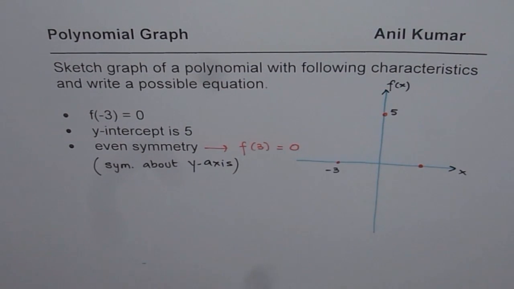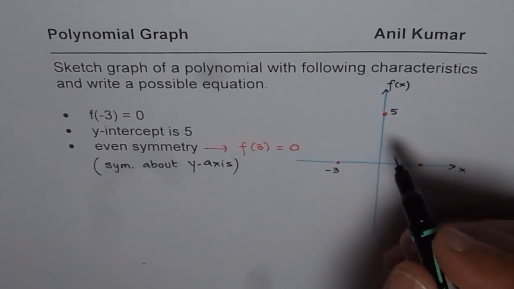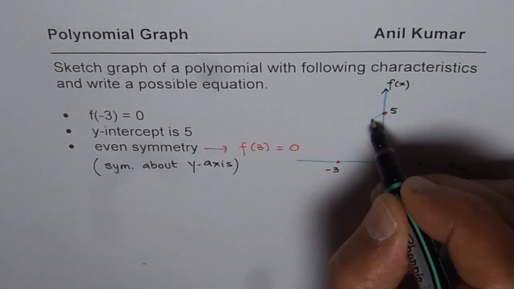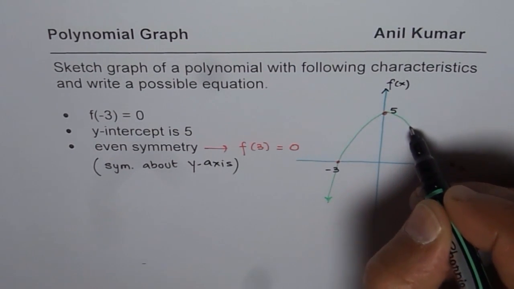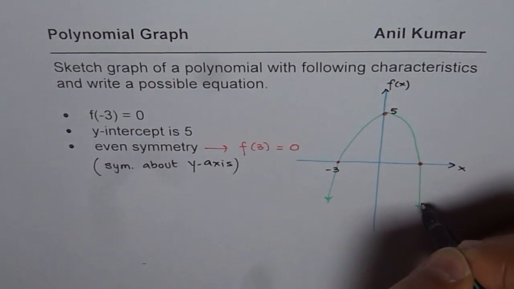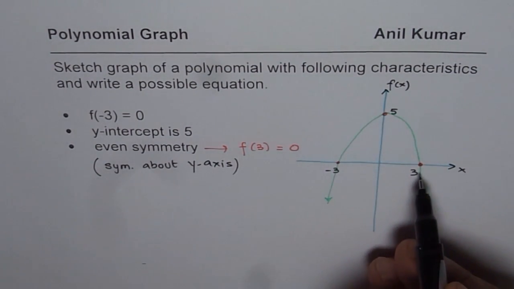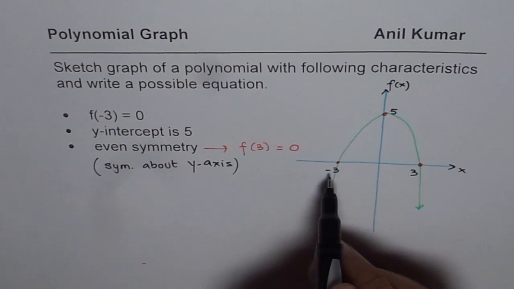Now combining all this information, you could sketch polynomials going through these points. One is that we could do a parabola, right? We could do a parabola which opens downwards, kind of like this, symmetric about the y-axis. That could be the simplest solution to the given characteristics. And you can find the equation of this parabola. It has x-intercepts at plus and minus 3.